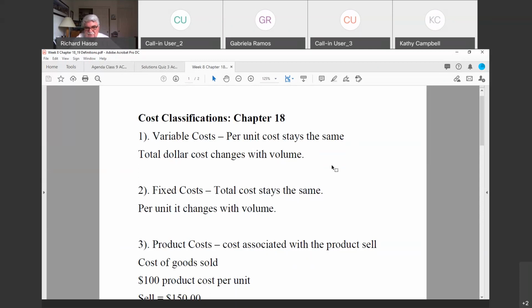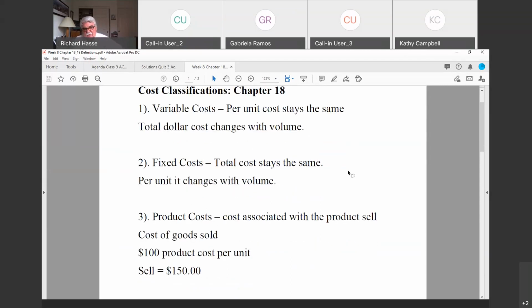The fixed cost is the direct opposite. The total cost always stays the same. But as volume changes, the per unit cost goes up or down. Fixed costs as a total are always the same. Variable costs as a total change with volume. So we need to know that designation as a cost.